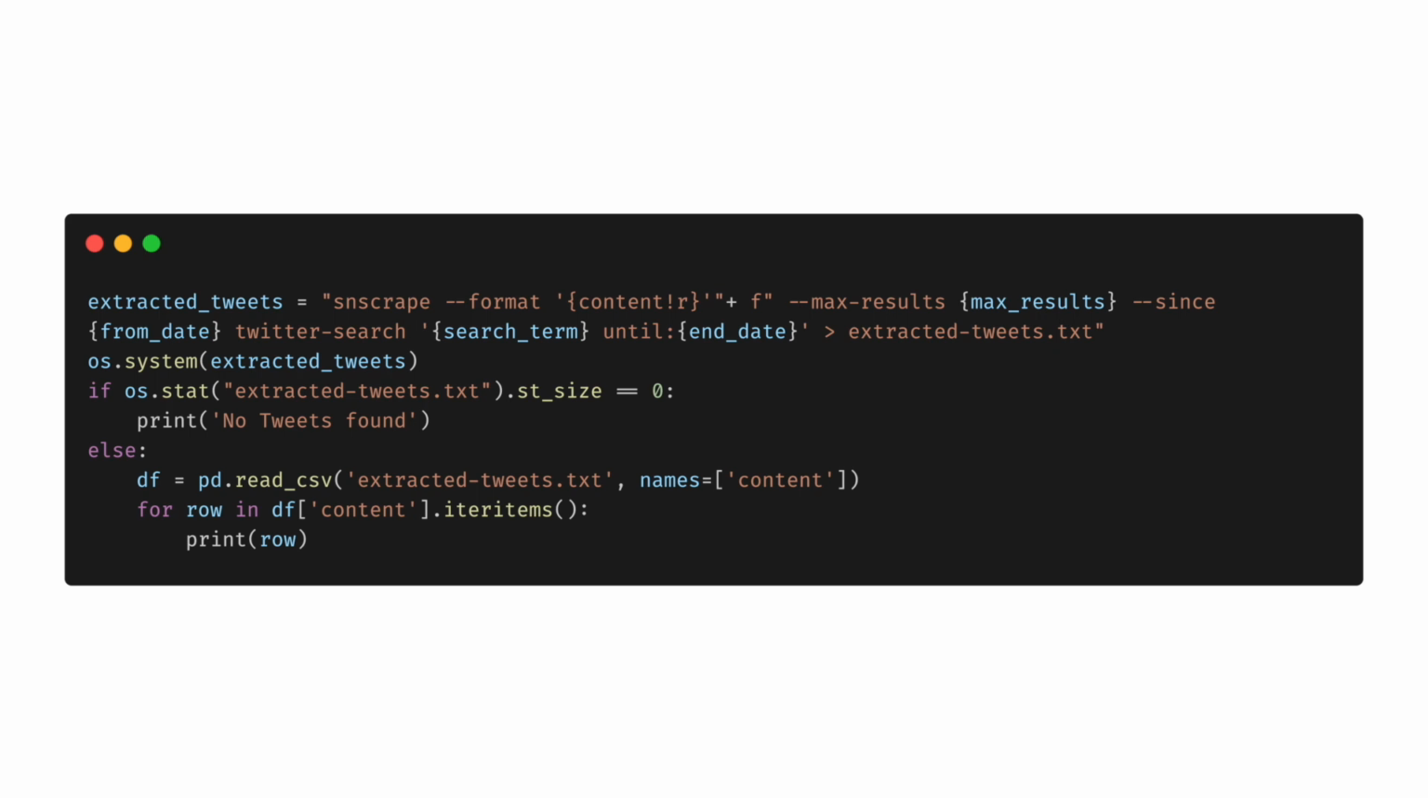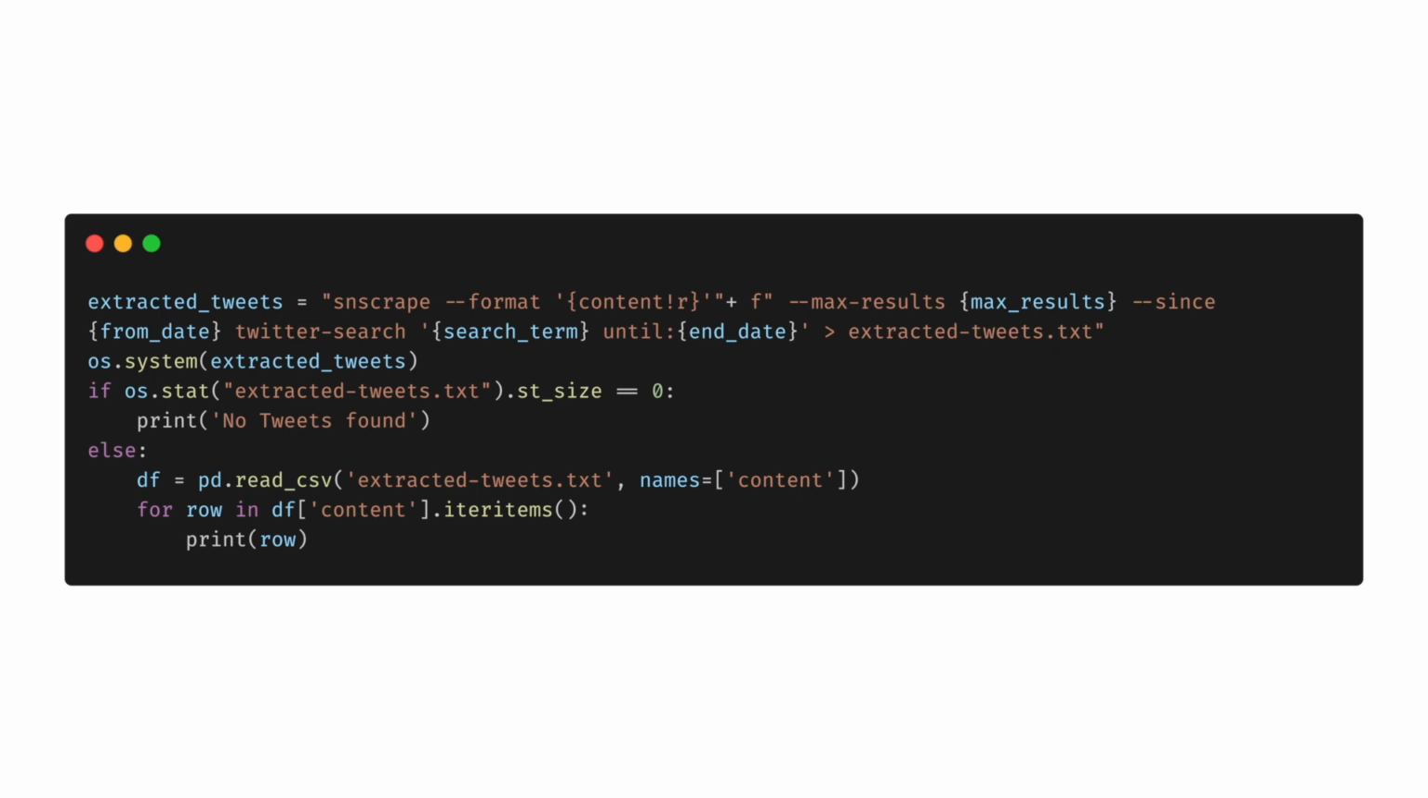And one thing that I missed out in between is the Twitter search. So here is where I'll enter the keyword that I want to search for. And whatever output is generated by this command, I want all the tweets to be saved into a text file called extracted-tweets.txt. So that is what we have.